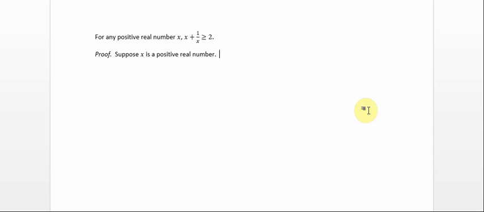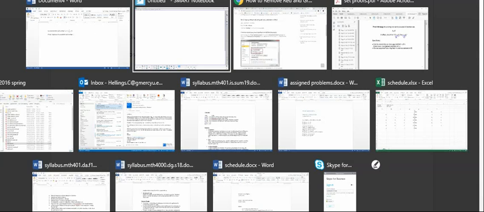And one thing we might think to do then is work backward, because we know where we want to end up, the conclusion, x plus 1 over x is greater than or equal to 2. So let's start there and work backward from there. I'm not going to type this, but I'm going to switch to just a whiteboard. x plus 1 over x is greater than or equal to 2. What could we do with that?